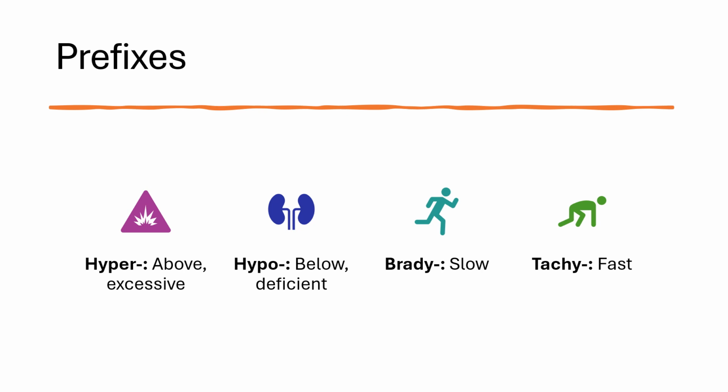Tachy is fast, which in this case, let's say we use tachycardia. Tachy is going to mean fast. Cardia is heart. IA is a condition of. That's your suffix. So tachy is fast, and that would be a fast heart rate.